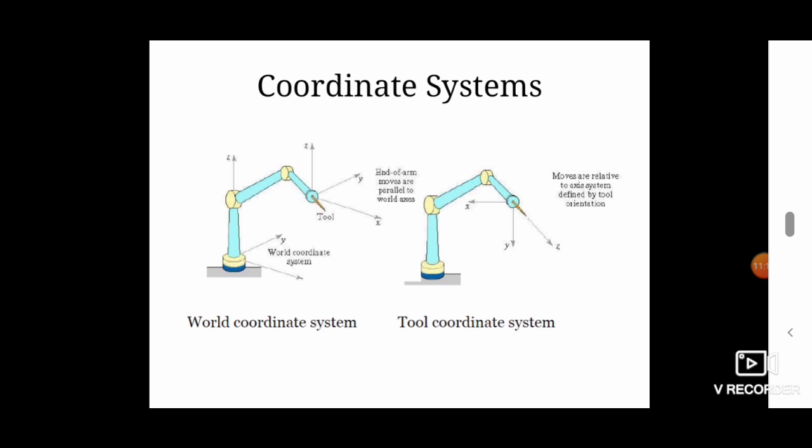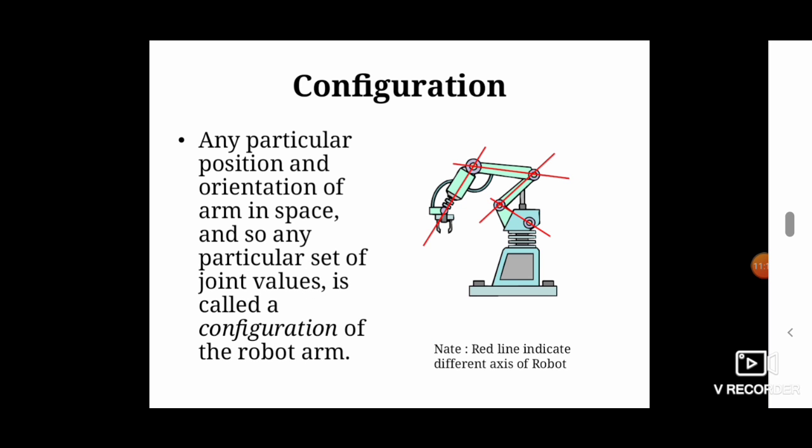There are two types of robot coordinate system. Configuration of a robot: any particular position and orientation of the arm in space, so any particular set of joint values is called the configuration of the robotic arm. It means the configuration of a robotic arm is defined by the axes of the arm and how many arms are connected to the robot. This figure shows the configuration of a robot. The red lines indicate the different axes of the robot.